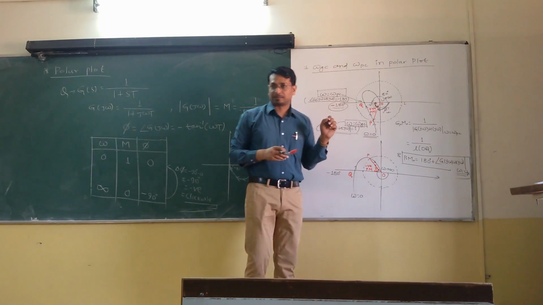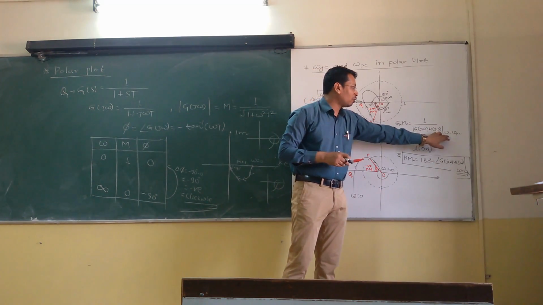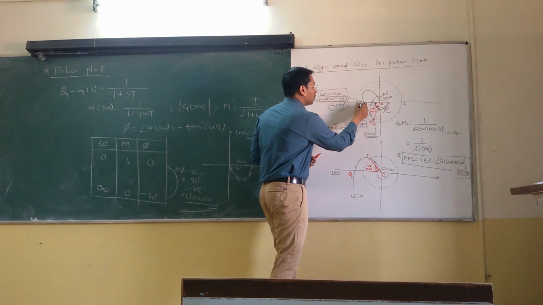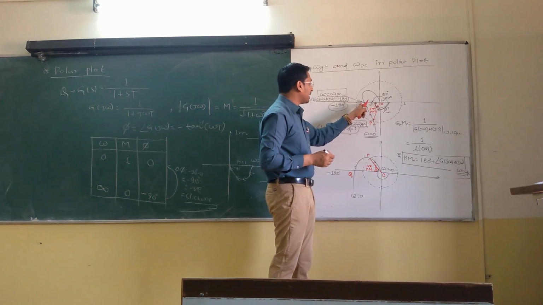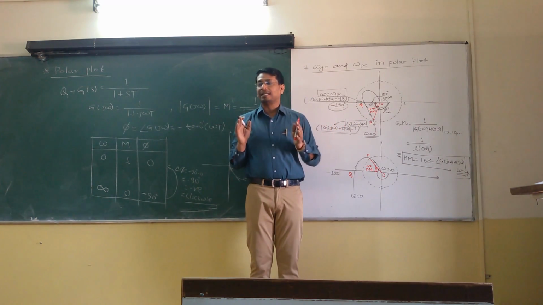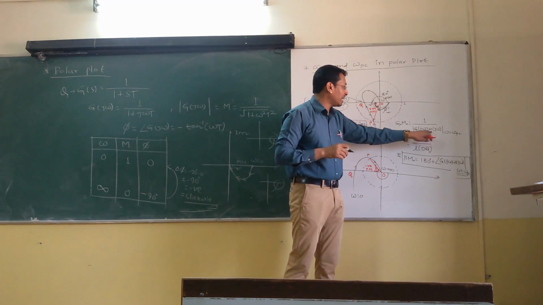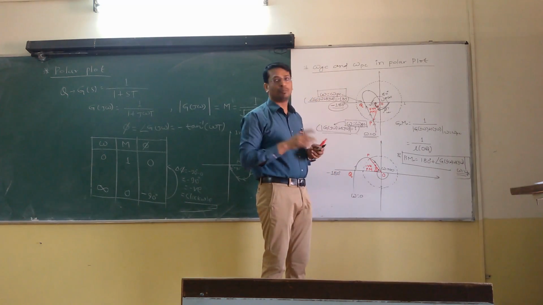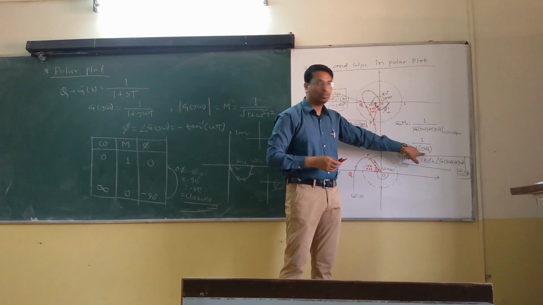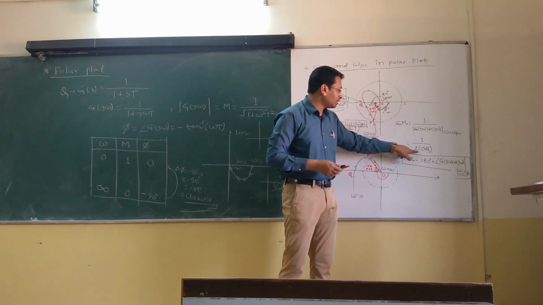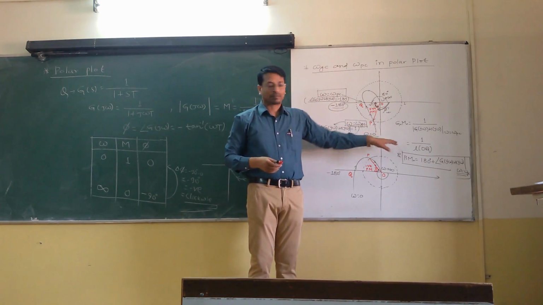Now coming to the gain margin. Gain margin is defined as 1 upon |G(j omega)H(j omega)| at omega equal to omega Pc. At omega equal to omega Pc, the corresponding point is Q. So at Q, you are interested in finding the magnitude of your given system. So the magnitude of G(j omega)H(j omega) at omega equal to omega Pc will be nothing but this length, the length of OQ. So 1 upon the length of OQ will be your gain margin.